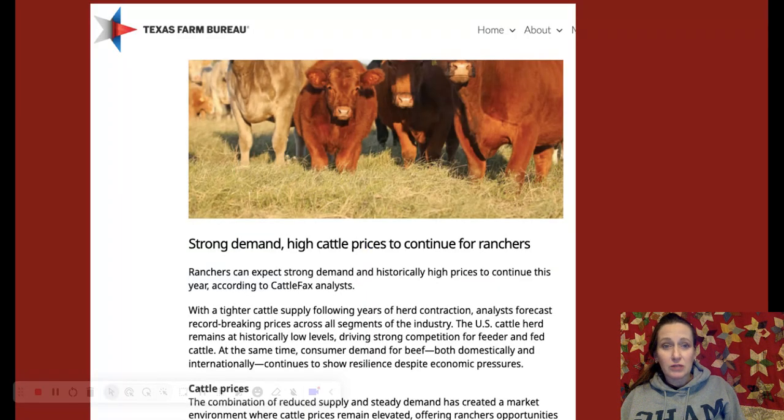Here's a recent story from this past month. Strong demand, high cattle prices to continue for ranchers. Right? If they can expect a strong demand, even though prices are high, right? They want the demand to be high. It says here at the bottom, the combination of reduced supply and steady demand has created a market environment where cattle prices remain elevated, giving ranchers opportunities, but meaning it might not be so cheap for you to buy that steak.